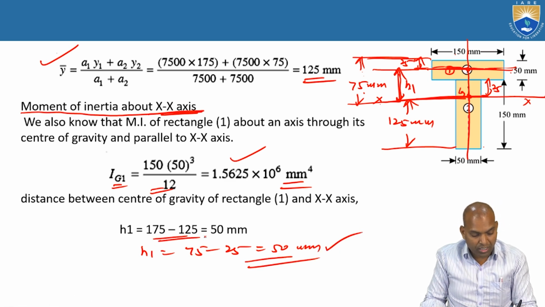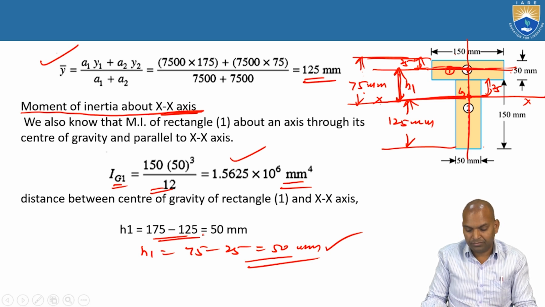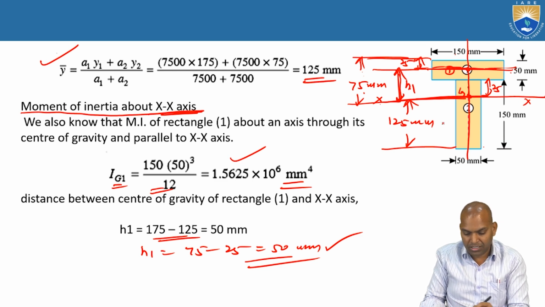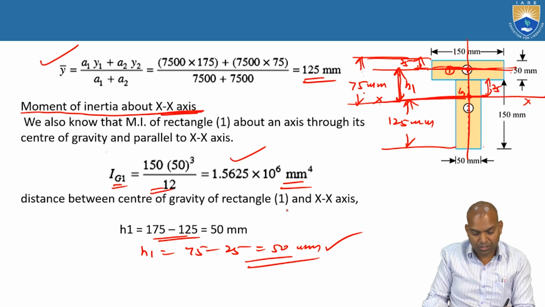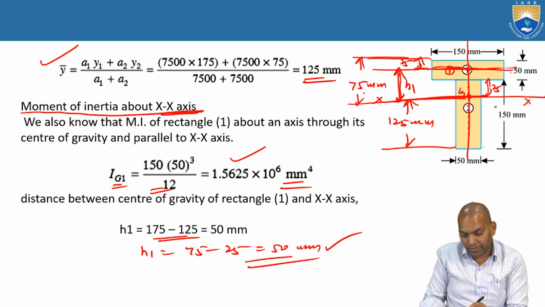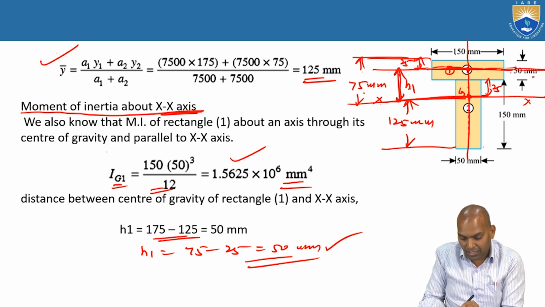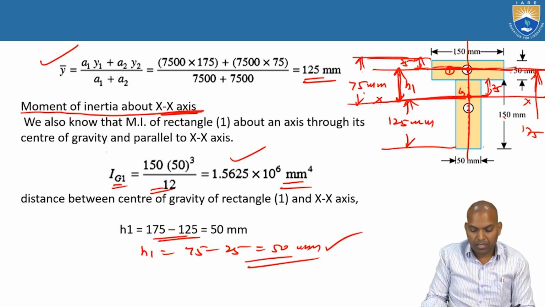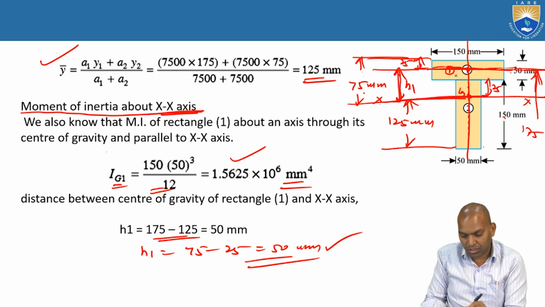Okay, you may get how we got this 175 minus 125. This is the total distance. How much is it here? 100. Where did they get it from? Section 1 to XX, this is 175. 175 means the center of gravity they considered here. This portion is 150 plus 50 by 2, that is 25, so 175.